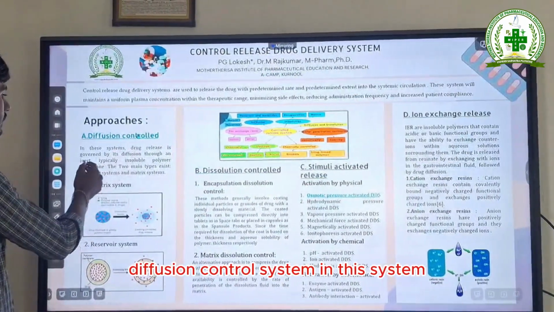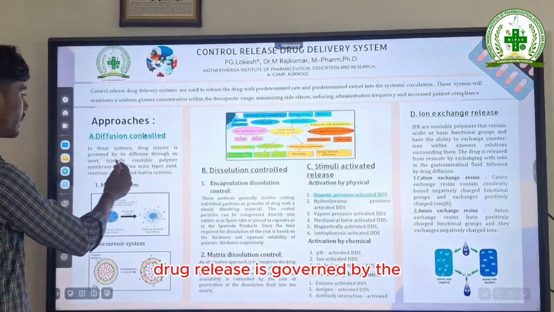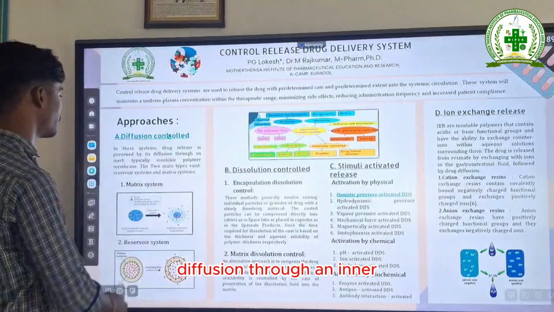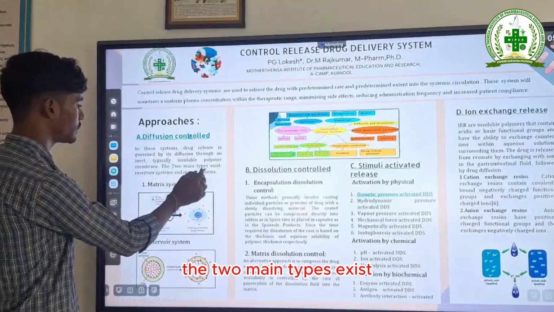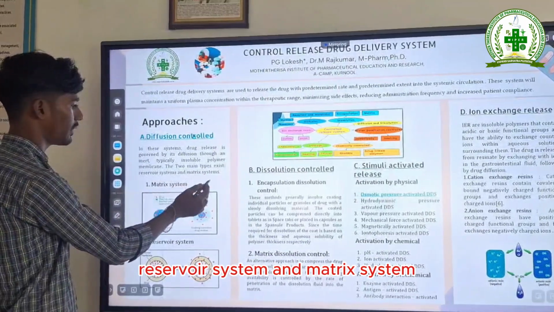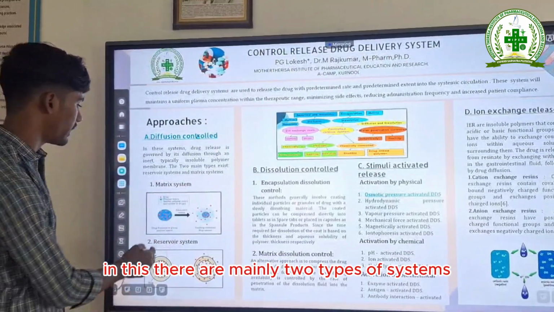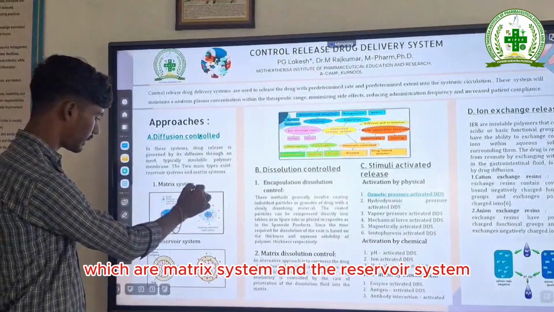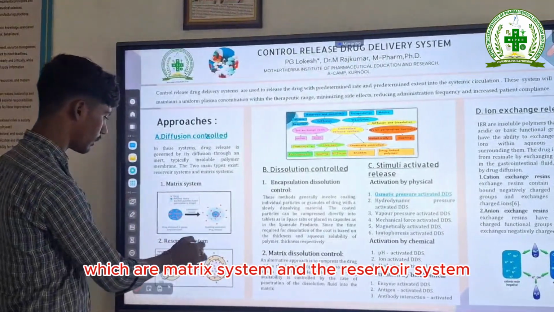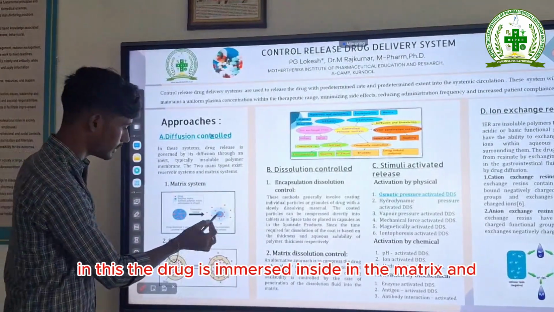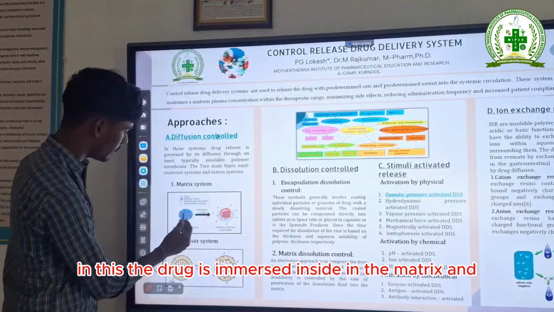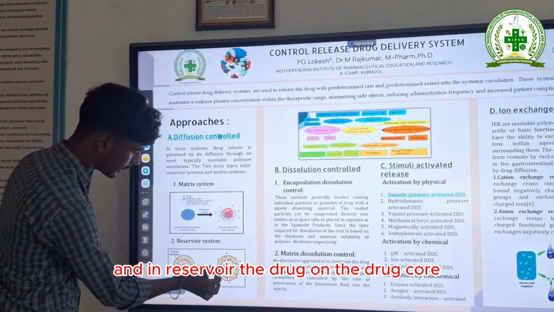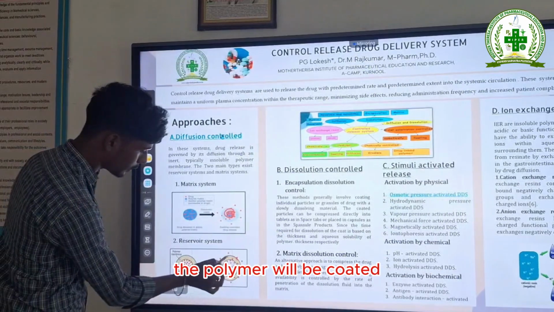Diffusion control system. In this system, drug release is governed by the diffusion through an inert, typically insoluble polymer membrane. There are mainly two types of systems, which are the matrix system and the reservoir system. In the matrix system, the drug is immersed inside the matrix, and in the reservoir system, the drug core is coated with polymer.